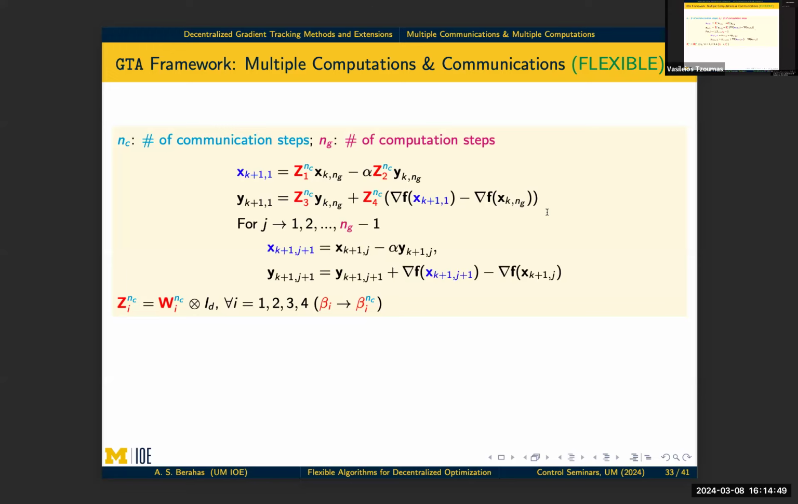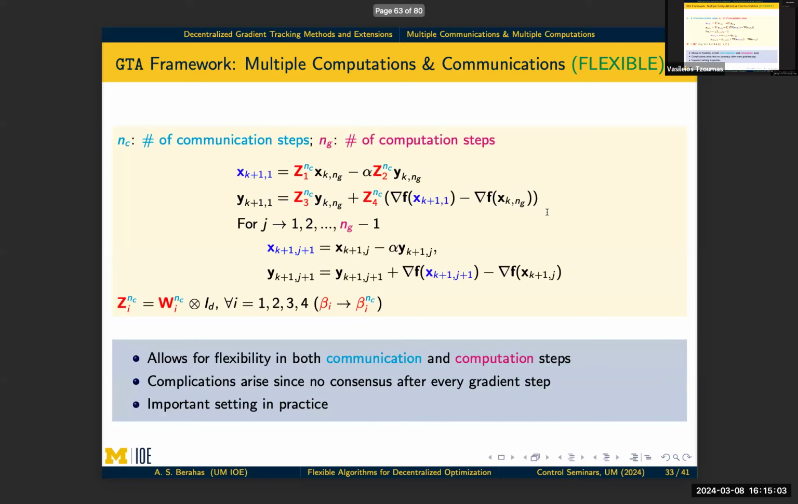Right? And so what we do is you do a bunch of steps where you're just communicating and taking steps, but then we do NG number of just gradient steps without communicating at all. So there are no Z matrices down. Now, what does this do other than just create a huge headache for Shagun because the analysis is much harder? Well, it gives you flexibility, right?